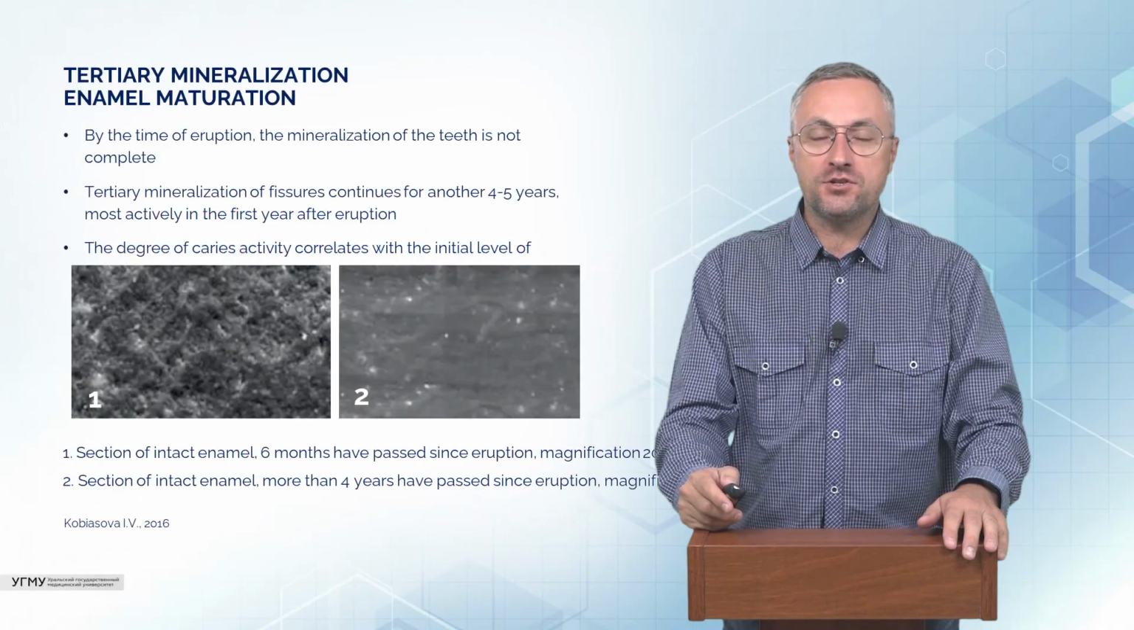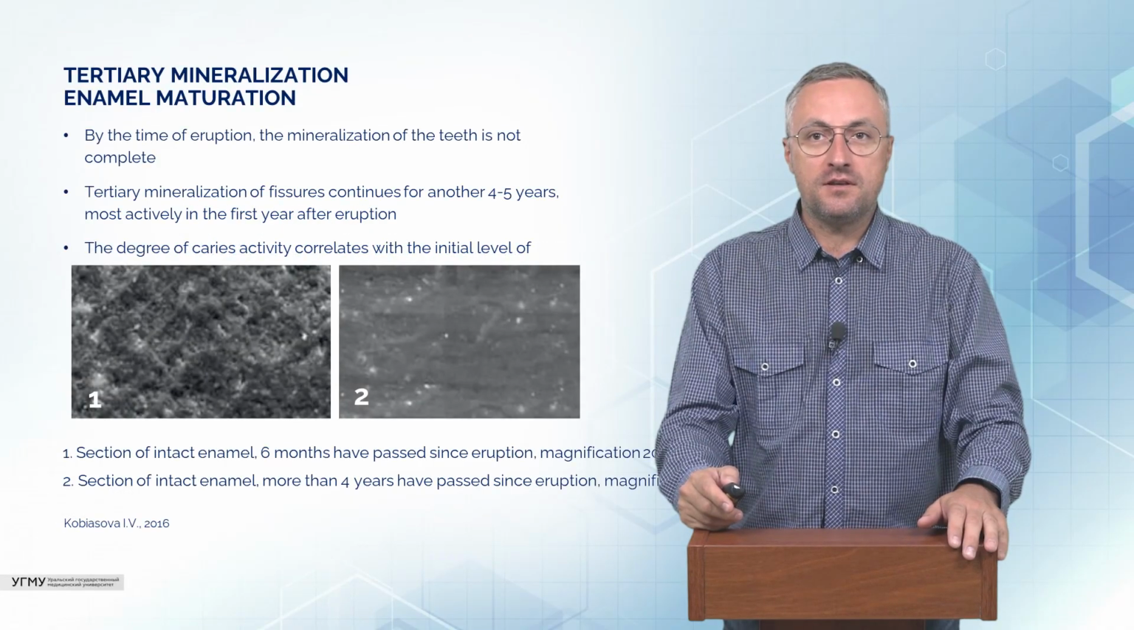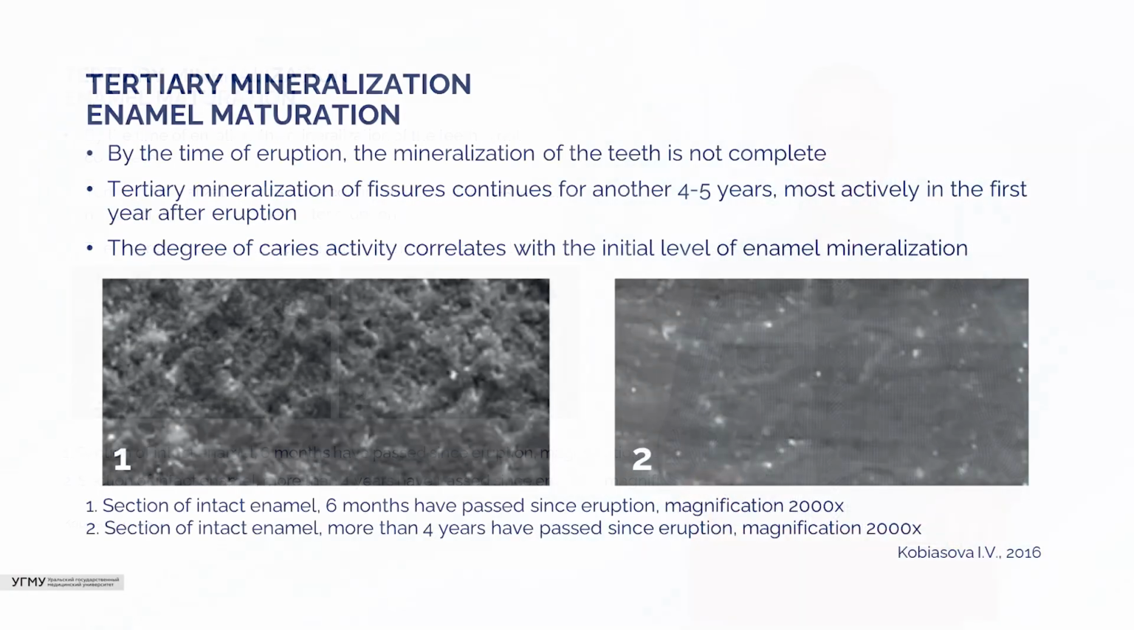Let's recall the stages of enamel histogenesis. The first and second stages of enamelogenesis occur during the formation of the dental follicle, and the third stage occurs after the eruption of the tooth. This stage is called tertiary mineralization or enamel maturation.